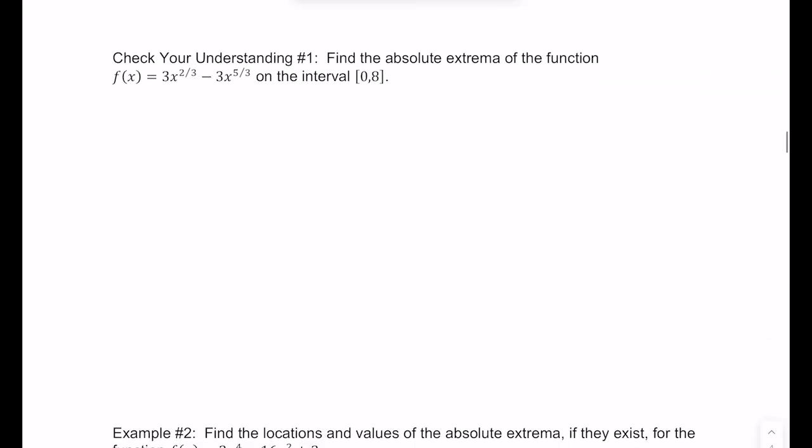Here's a problem for you all to try. And then you can unpause the video when you're ready to move on. We'll move on to example number 2.